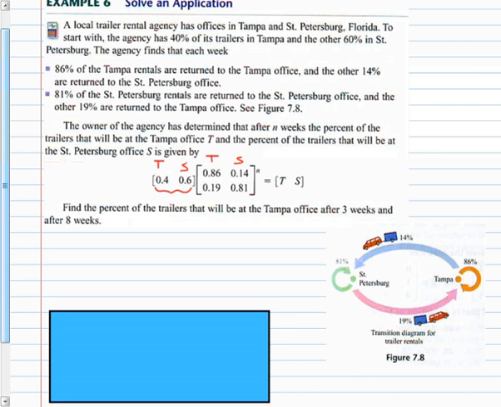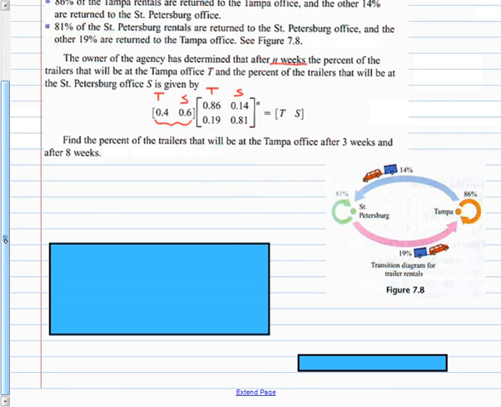The owner of the agency has determined that after N weeks, the percent of the trailers that will be at the Tampa office T and the percent of the trailers that will be at the St. Pete office S can be found by this, where N represents the number of weeks.